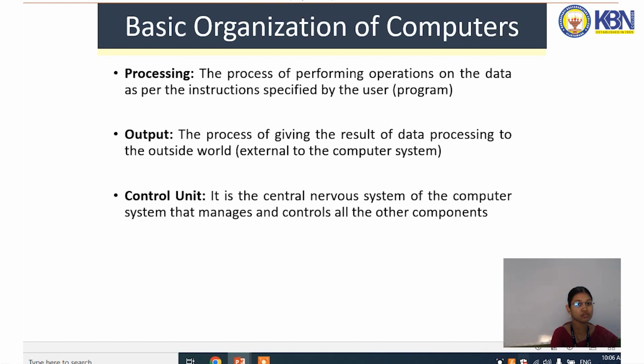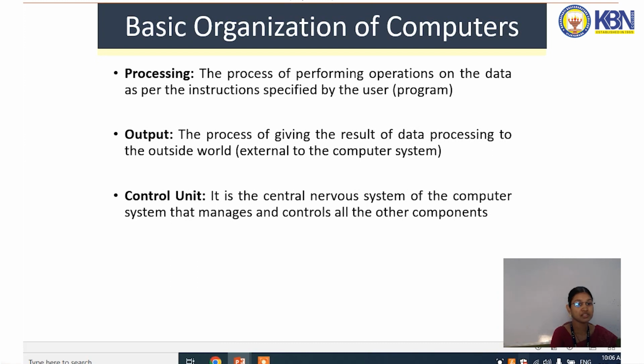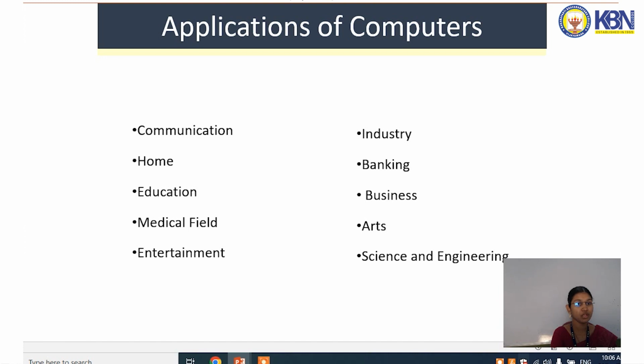Now, what is processing? The process of performing operations on the data as per the instructions specified by the user. Now, coming to output, the process of giving the result of data to the outside world. Then the user will be able to see the information. Control unit: it is the central nervous system of the computer and it manages and controls all the other components of the computer.